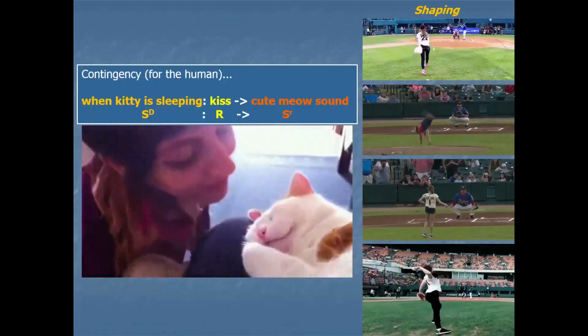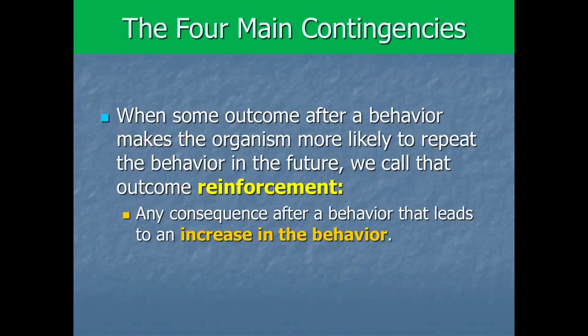But let's start with some examples that are a little more positive. So when some outcome after a behavior makes the organism more likely to repeat the behavior in the future, that's what we're going to call reinforcement. So that outcome where that behavior becomes a higher probability in the future, that's what we mean by reinforcement. So a reinforcer is any consequence that comes after a behavior that leads to an increase in the behavior in the future. Meaning a stimulus like a treat or a pleasant event or something we enjoy, if that comes after the behavior and makes the behavior more probable in the future, we call it a reinforcer and say that reinforcement has occurred.